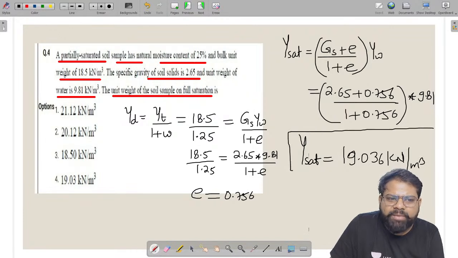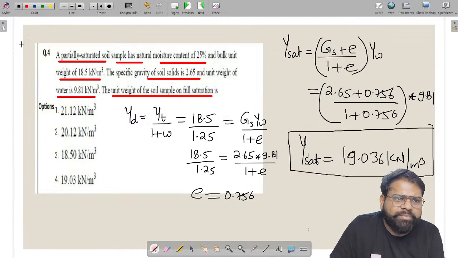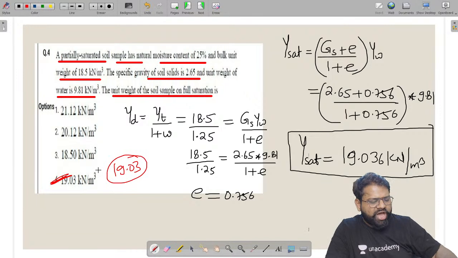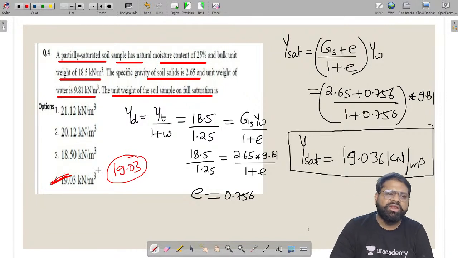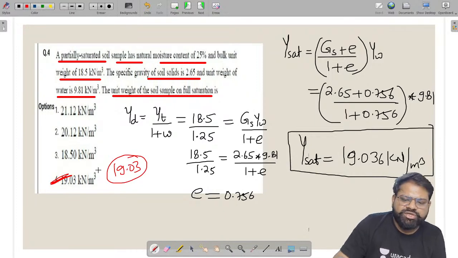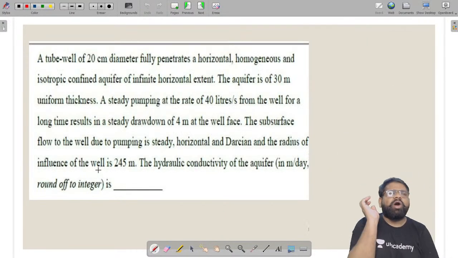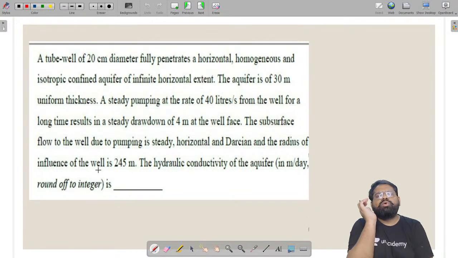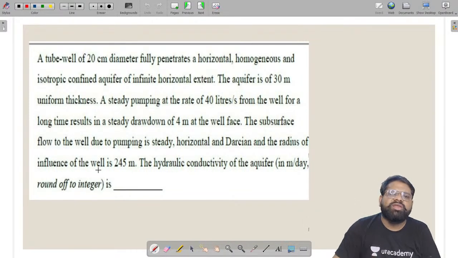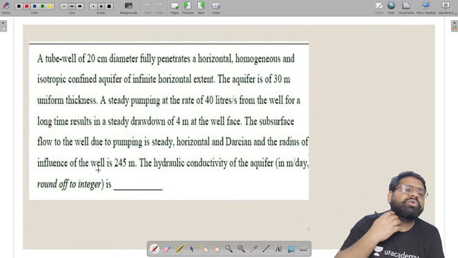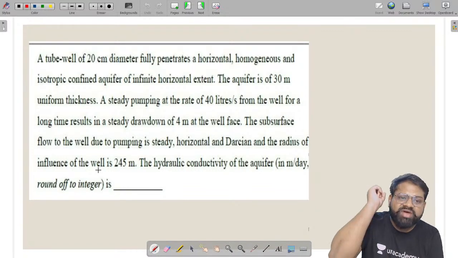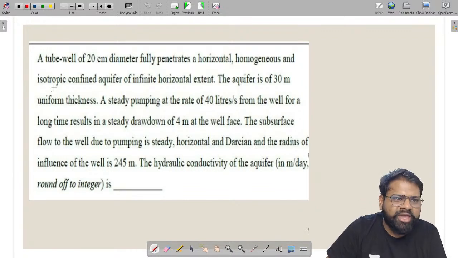See the most appropriate option. The most appropriate option is the fourth option, that is 19.03. So I hope you have done this beautiful and easy question in your examination. It's a very easy question. Moving forward, around 7 to 8 questions have come in the forenoon session, and all the questions are extremely easy. Okay, so next question, a direct formula based question.